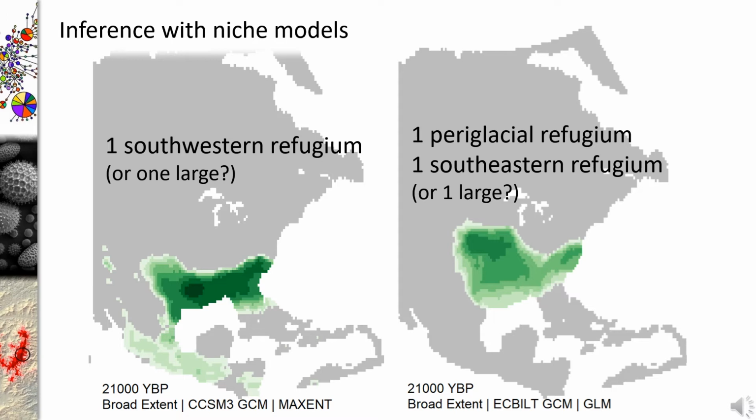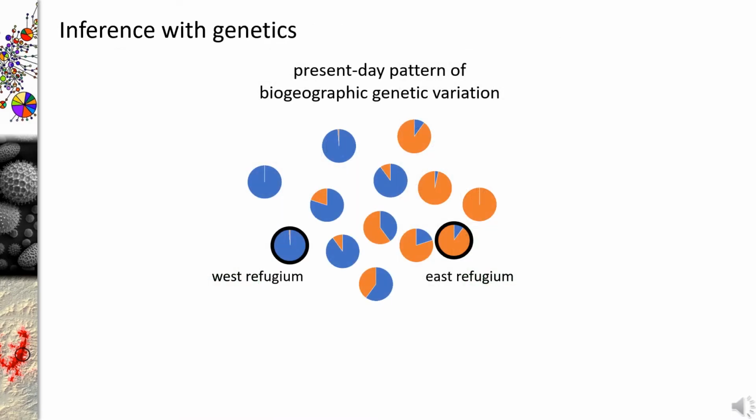Again, you could interpret this as suggesting that there was one very large refuge. However, it's also possible that it suggests that the species was relegated to a periglacial refuge in the west and a southeastern refuge. The take-home here is that even within a method, there can be notable disagreements. It's easy to see that the pollen model and the niche models are inherently spatial. This is how we go about spatializing an estimate of the genetic trajectory of the species.